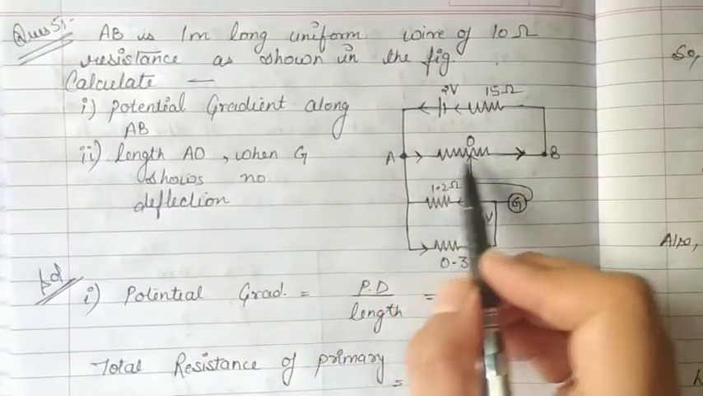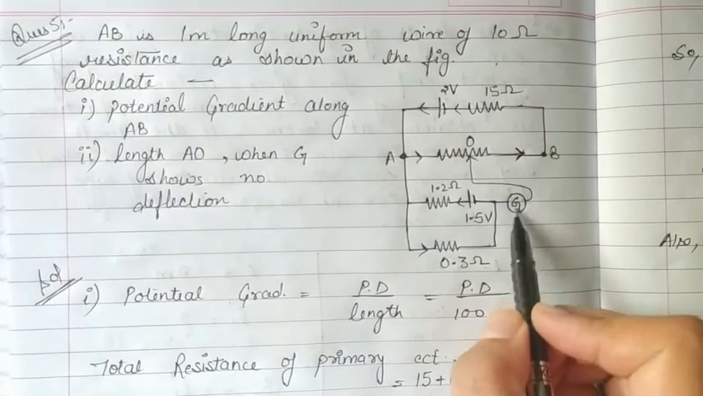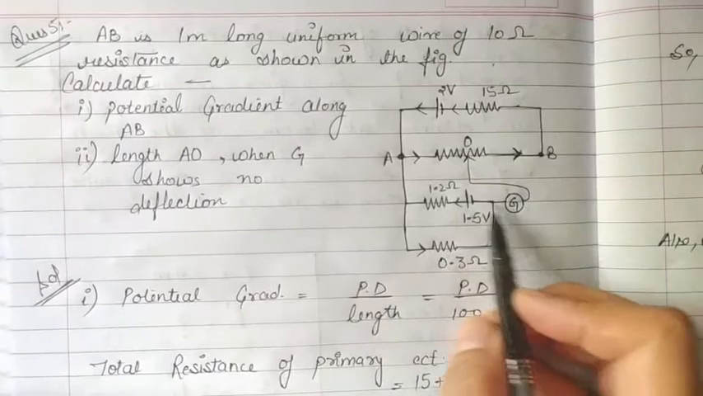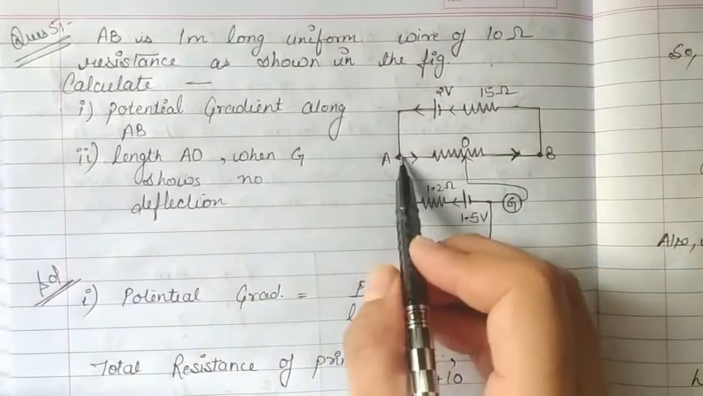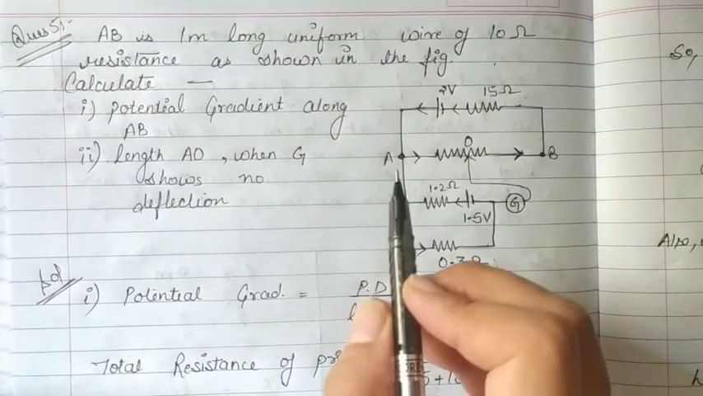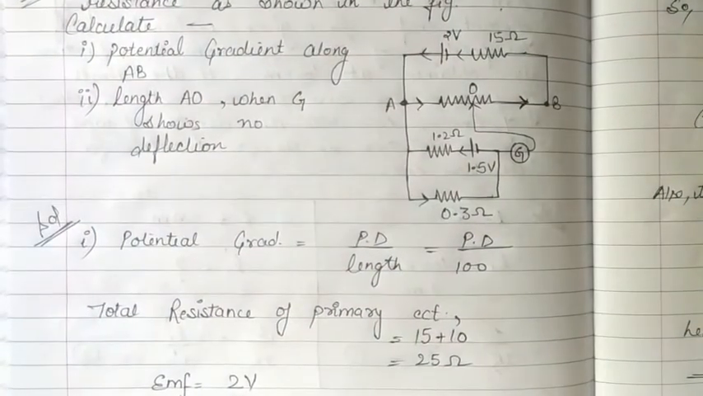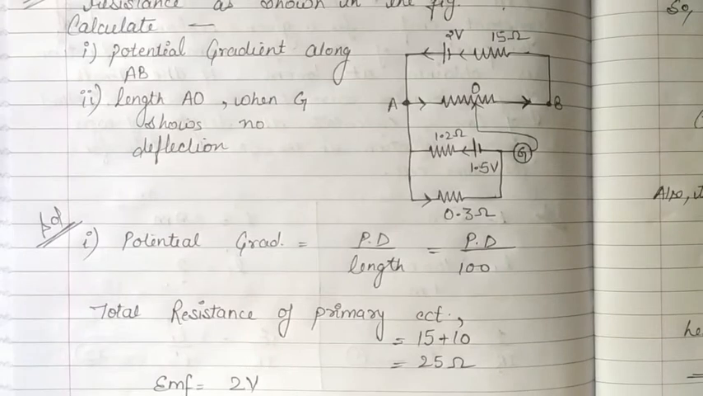AO, this length AO, where G shows no deflection. If O is the point where G shows no deflection, then we want to find the length AO. All right, let's see the solution of this question. So first of all, we want to find the potential gradient along AB.